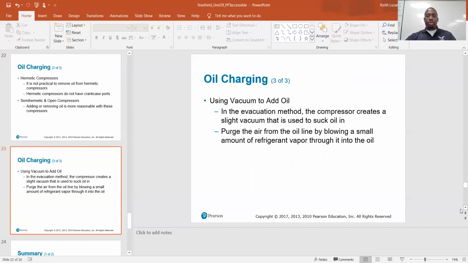Oil charging, using vacuum to add oil. In the evacuation method, the compressor creates a slight vacuum that is used to suck oil in. Purge the air from the oil line by blowing a small amount of refrigerant vapor through it into the oil.